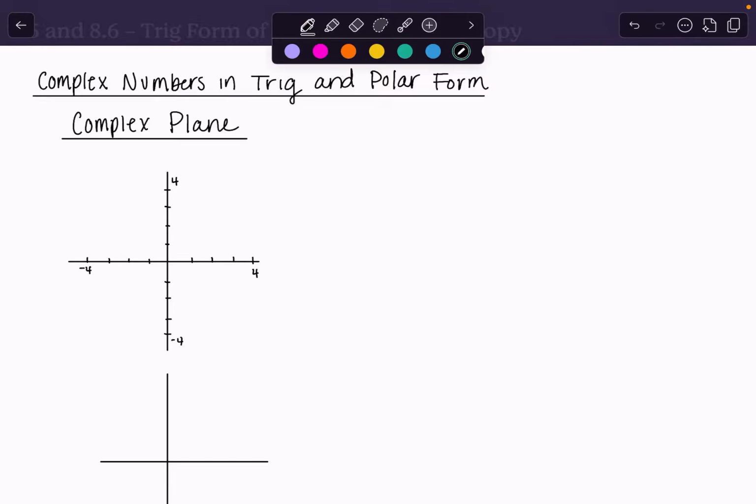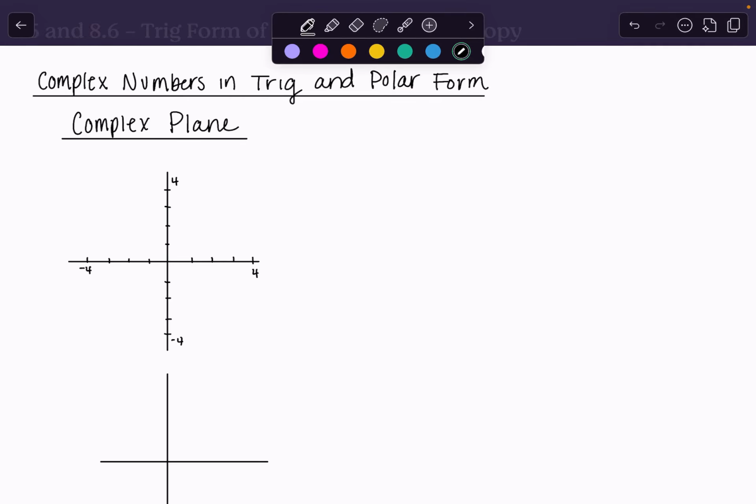This next section we're going to get into is going to be a little bit different. So we're actually going to make a connection between complex numbers and trigonometry. We're going to see how we can work with the two in correspondence with each other, and how we can simplify some of our multiplication and division process with complex numbers. So we're going to start just by refreshing on what the complex plane is.